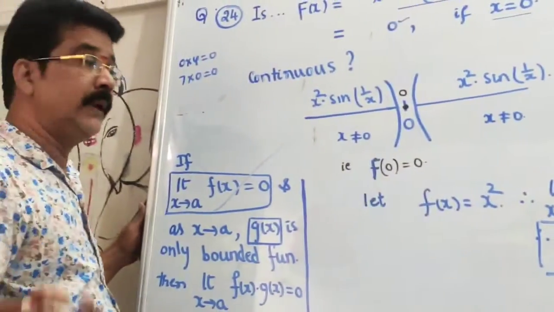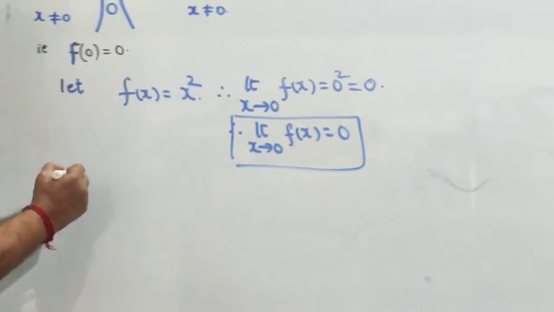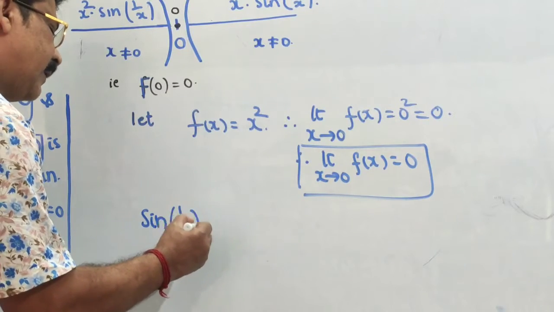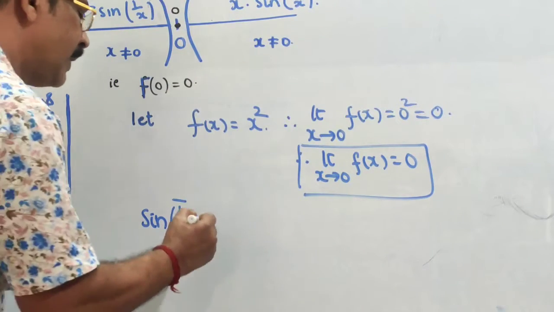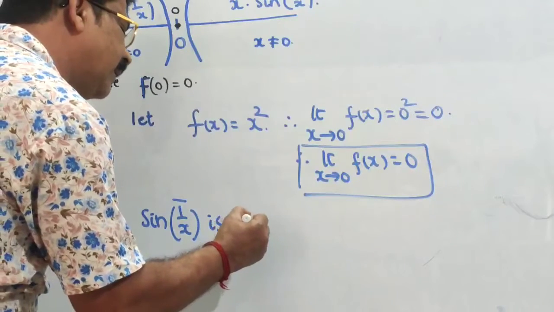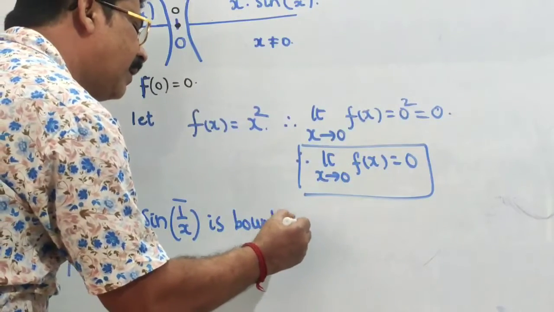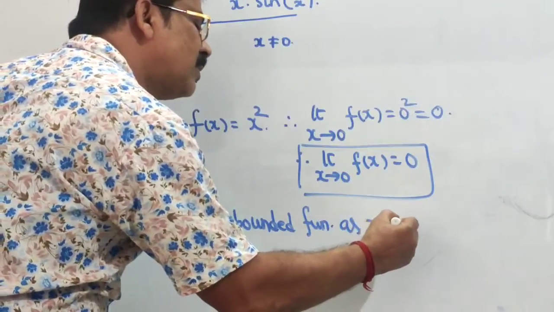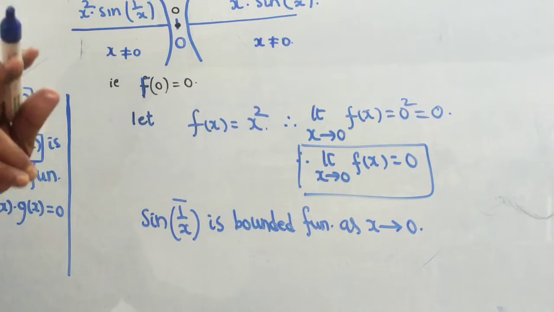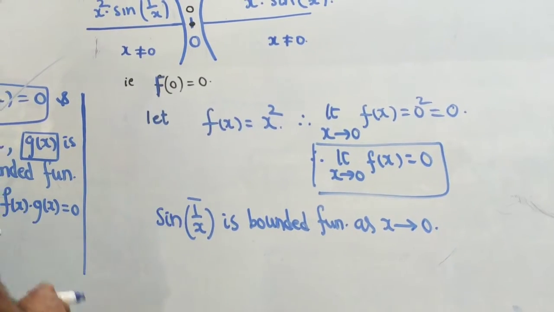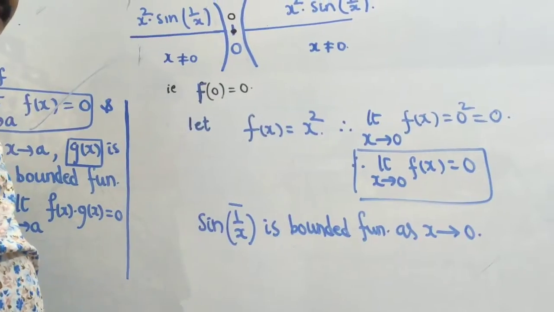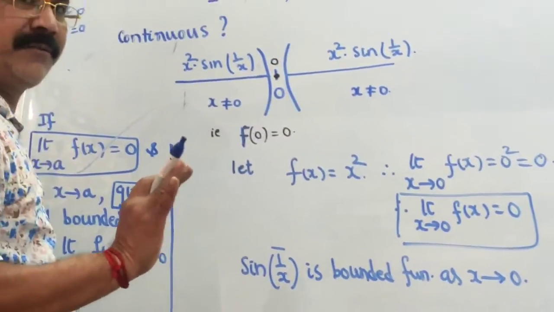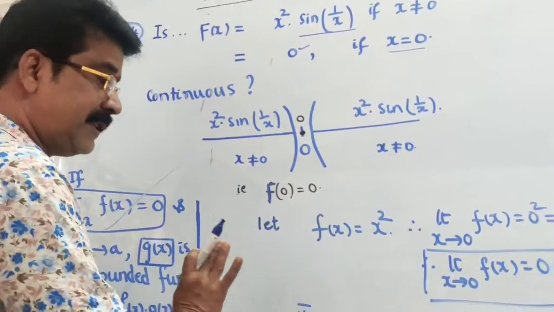Just like that. Next. Actually, sine of 1 by x means sine of anything is a bounded function as x tends to 0. Don't say, sir, put x equal to 0, 1 by 0 is infinity, sin infinity not defined. This is not the right way of thinking. Okay, this is the wrong way.